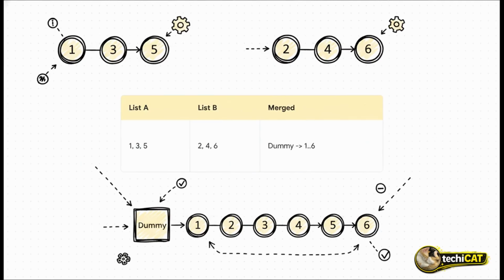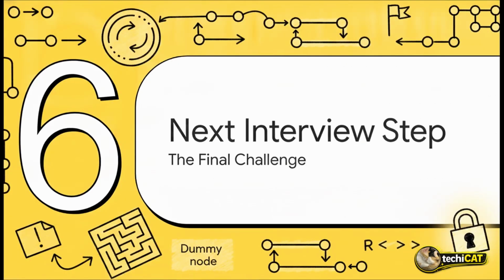Because of the dummy node sitting safely at the start, you never, ever have to worry about initializing the resulting list or dealing with weird, empty nulls. You just return the node after the dummy, and you are done. Finally, we've reached part 6, your next interview step, the final challenge.